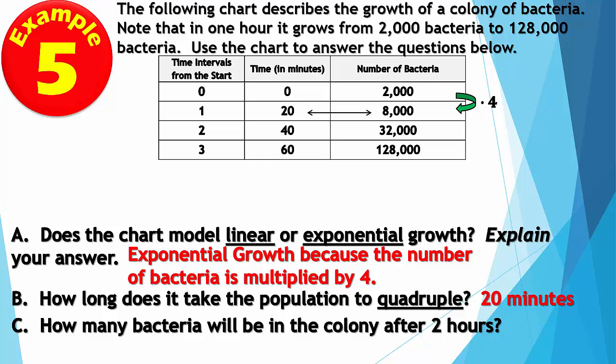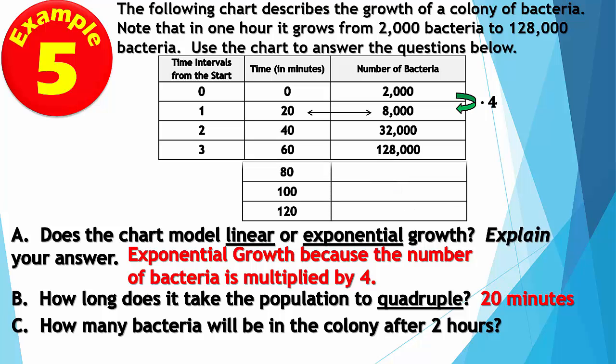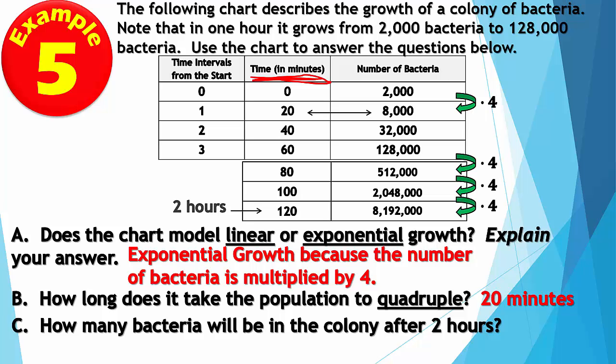And then how many bacteria will be in the colony after 2 hours? You can do this one of 2 ways. You can continue this chart so that we have 2 hours. Now keep in mind that this is time in minutes. All right, so we need to know that there's 120 minutes in 2 hours and go up by 20s until we get to that. And you can just take this last number and just keep multiplying by 4 if you want. But if it's something that would make this table a little bit unruly, you can always write an equation too.